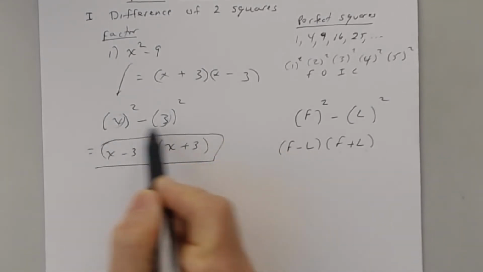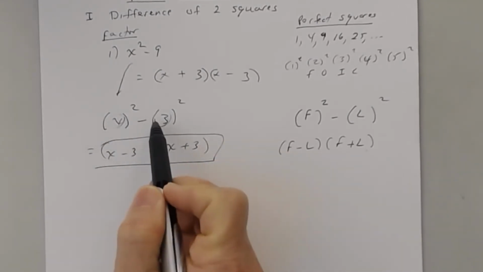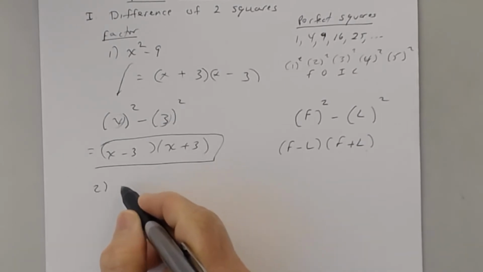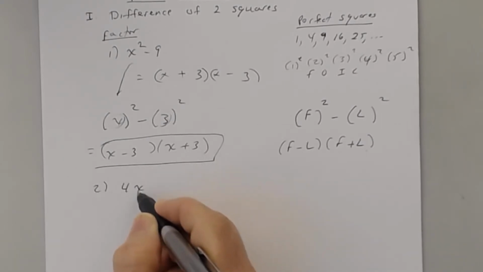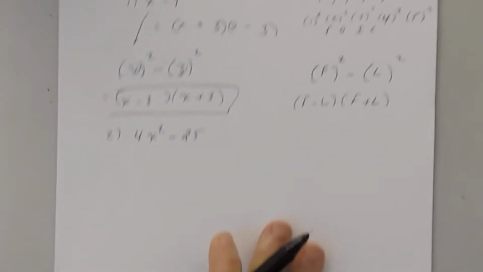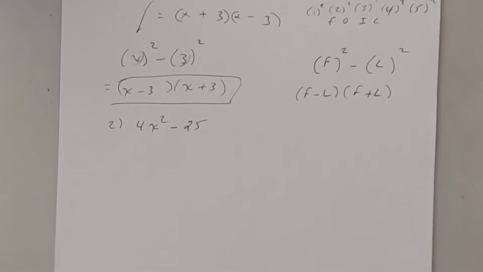All right, so the idea is to first of all see if it is the difference of two squares. For example, number 2. What if I had 4x squared minus 25, let's say? Is that the difference of two squares? You need to be able to see that it is or is not very quickly. First of all, what's the GCF?